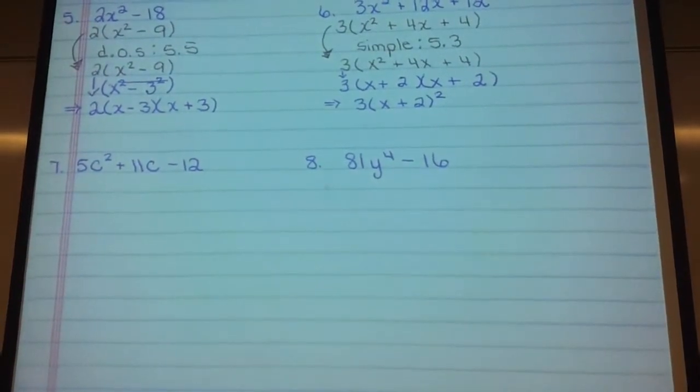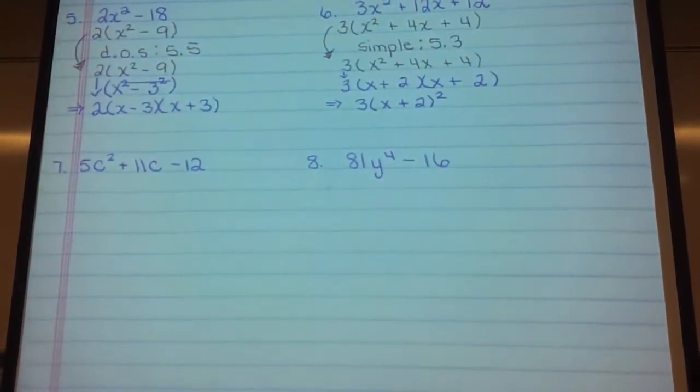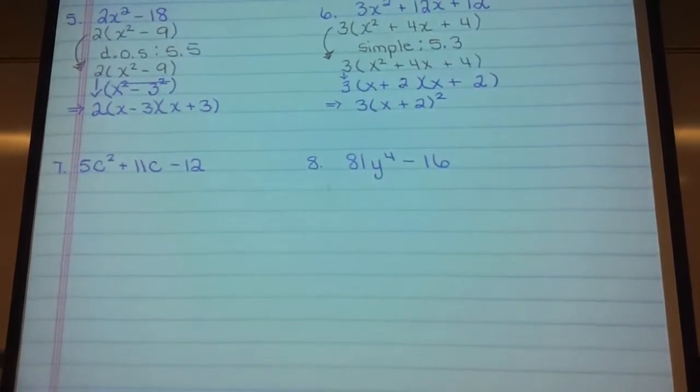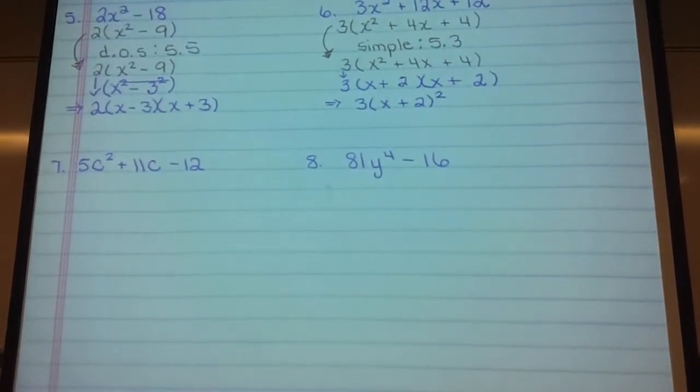And this is from the 5.4 homework. Both of them? No, just the first one. Second one's from 5.5.